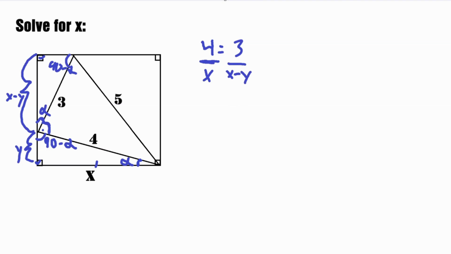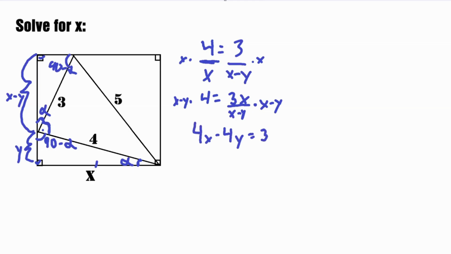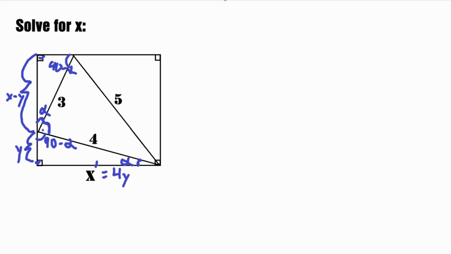So now we're going to do some algebra in order to solve for x. So I'm going to multiply both sides by x first. And now we multiply both sides by x minus y to get it out of the denominator. So then we get 4x minus 4y is equal to 3x, okay? So now let's try to solve for x. If you subtract 3x from both sides and add 4y, these two cancel out. And then we get x is equal to 4y, right?